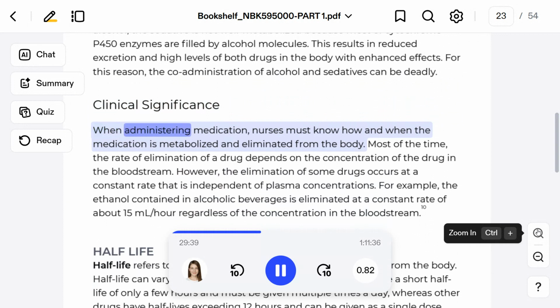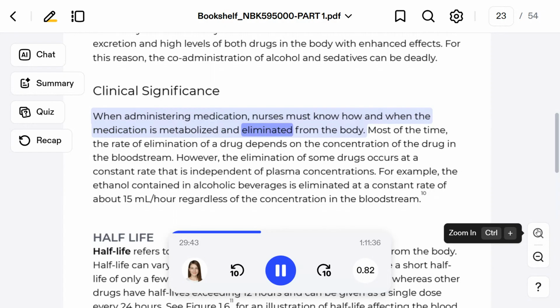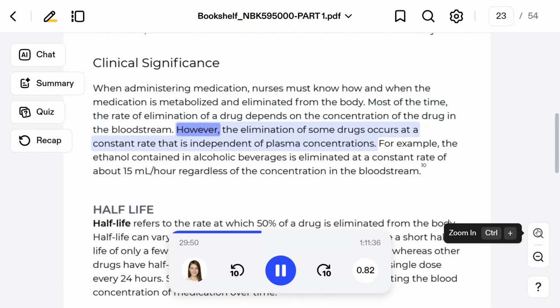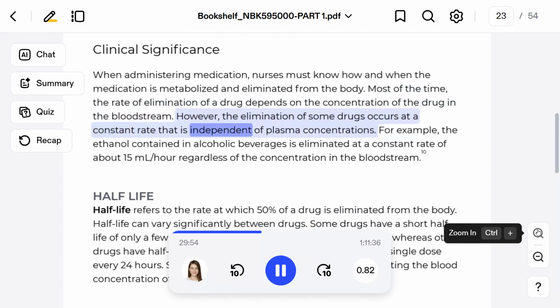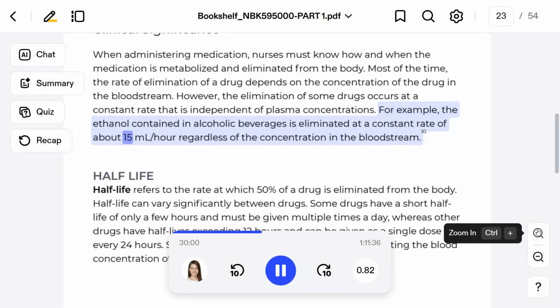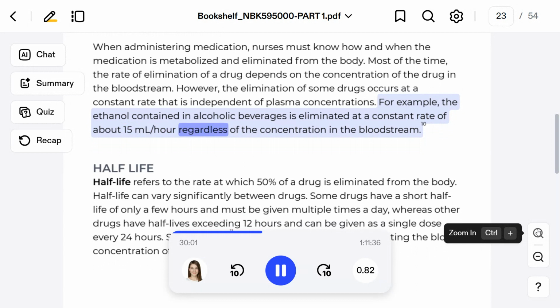When administering medication, nurses must know how and when the medication is metabolized and eliminated from the body. Most of the time, the rate of elimination of a drug depends on the concentration of the drug in the bloodstream. However, the elimination of some drugs occurs at a constant rate that is independent of plasma concentrations. For example, the ethanol contained in alcoholic beverages is eliminated at a constant rate of about 15 ml/hour, regardless of the concentration in the bloodstream.